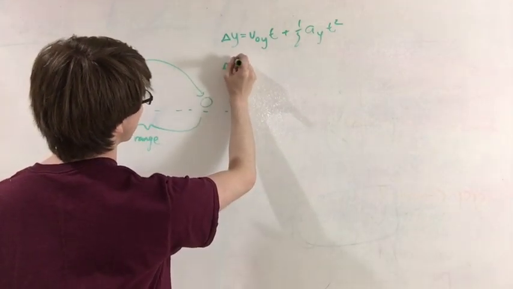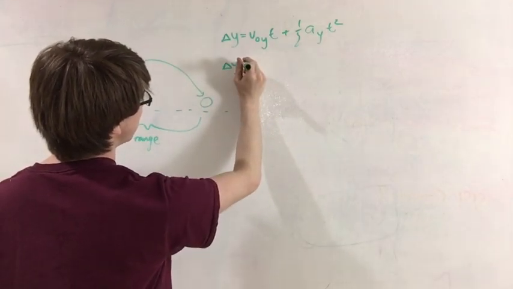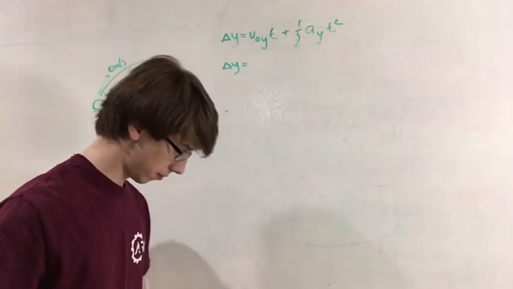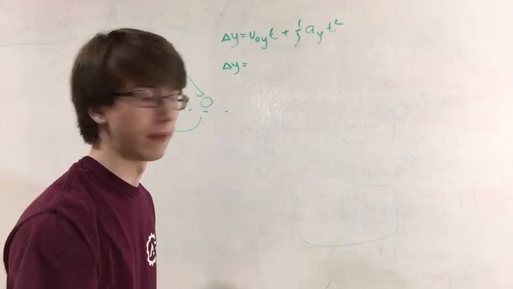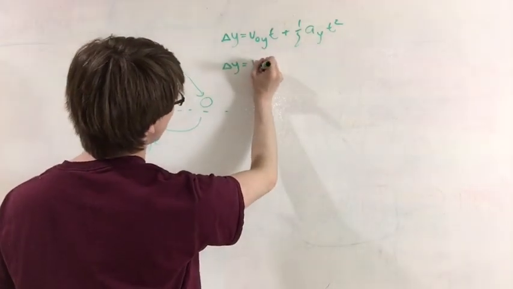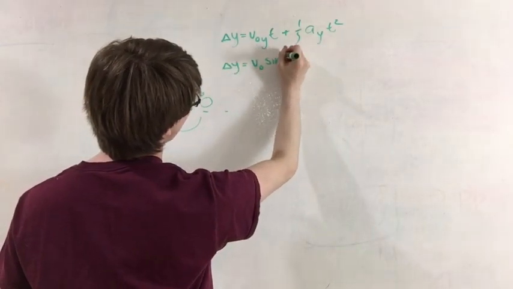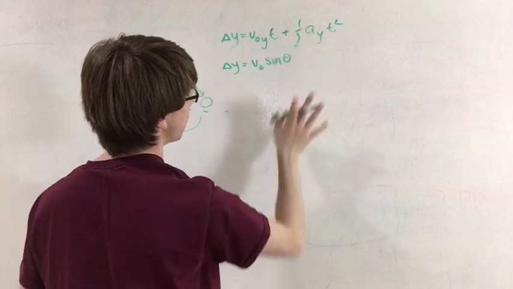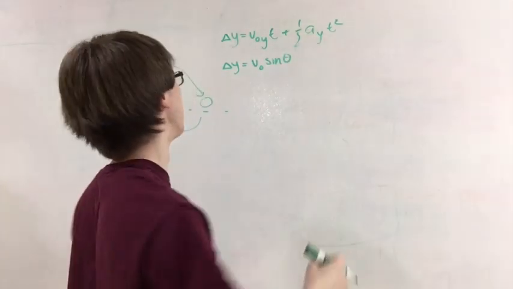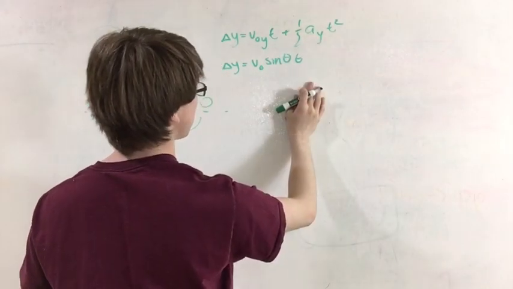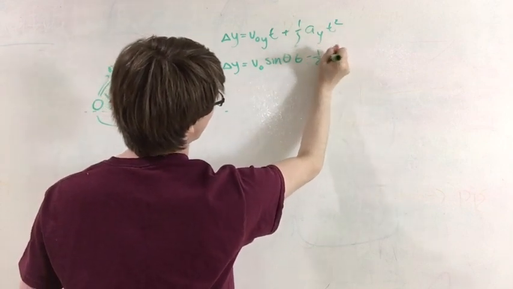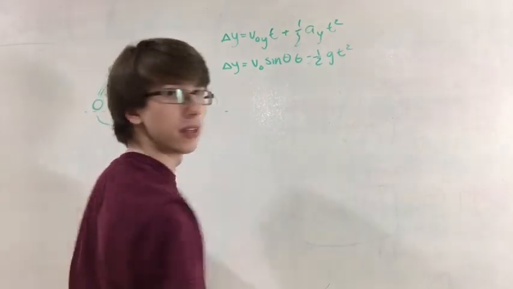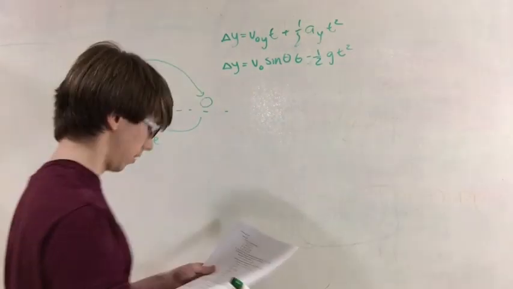So delta y is going to be equal to what? Well, we know that a sub y is going to be equal to negative g. So that's equal to v initial times sine theta. We're not going to sub in anything until we derive our range formula, times the time, minus 1/2 g t squared. Alright?